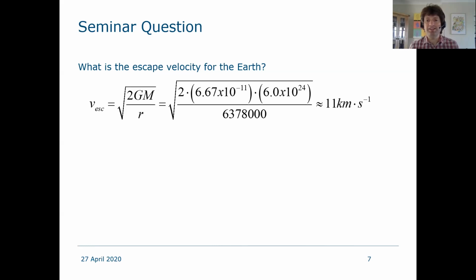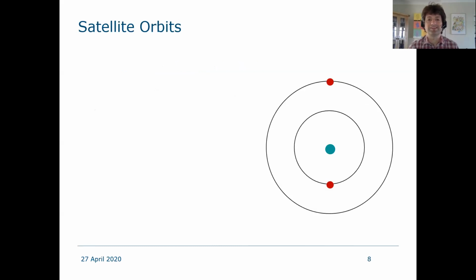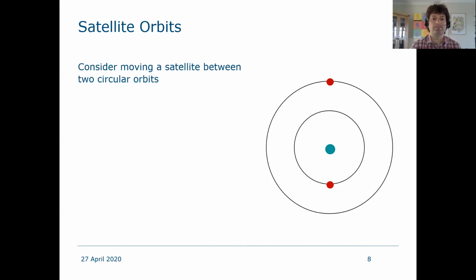That's a huge speed. If you think about that, that's the equivalent to going from Nottingham to Derby in about 2 seconds. Now, we're going to think about how we go from one orbit to another. And we're going to use an example here with satellite orbits. So the dot in the center of this image is the Earth. And we've got 2 other dots representing satellites on orbits.